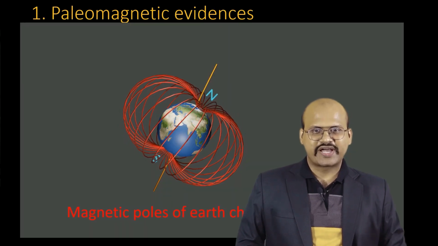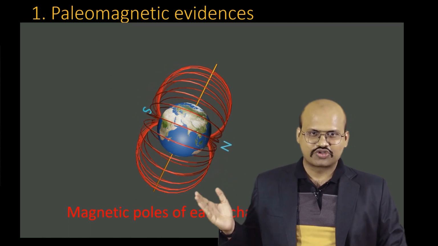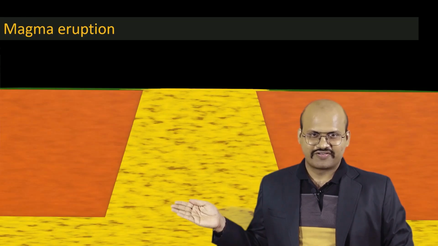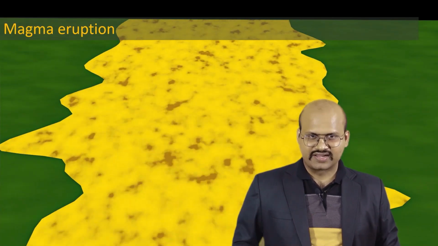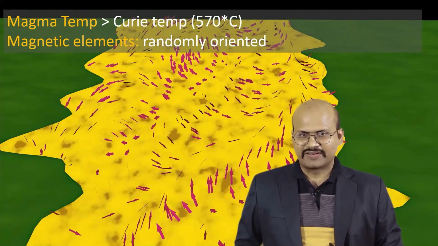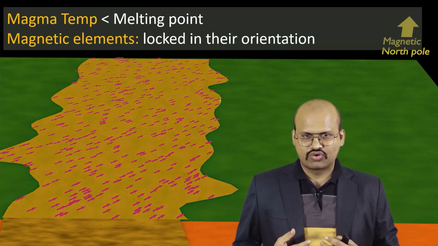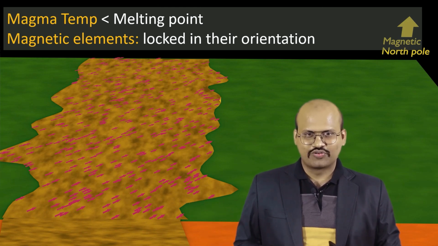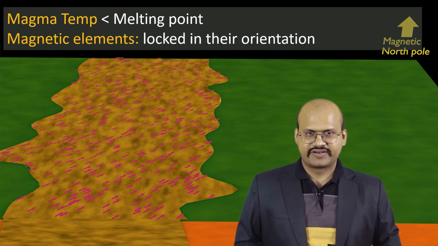Now we know that the magnetic poles of our Earth continuously change their location. They can move from one place to another. And because of this, the magma which comes to the surface of our Earth has a very large amount of magnetic elements like iron and nickel. These magnetic elements are randomly oriented when the magma is very hot. But as the magma cools down, these magnetic elements align themselves and they point towards the magnetic north pole at that time when the magma solidified.